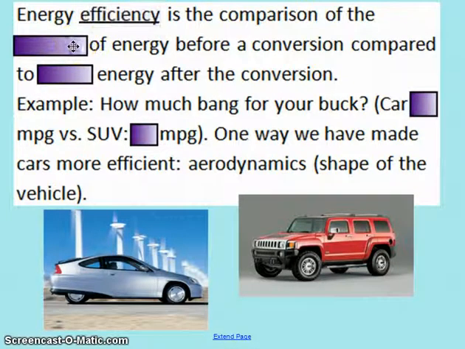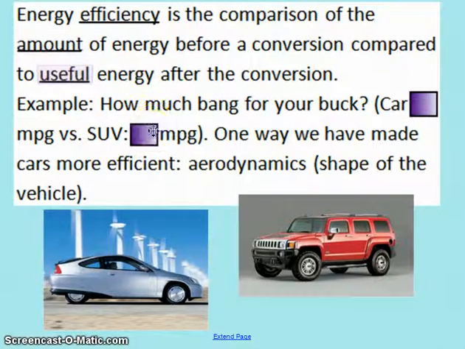Energy efficiency is the comparison of the amount of energy before a conversion compared to the useful energy after the conversion. It's important to note that we are looking at useful energy after the conversion, or in other words, energy that can be used. Friction is an example of an unuseful energy that is often created. An example would be, how much bang for your buck? A car gets approximately 37 miles per gallon versus an SUV like the Hummer that gets 14 miles per gallon.